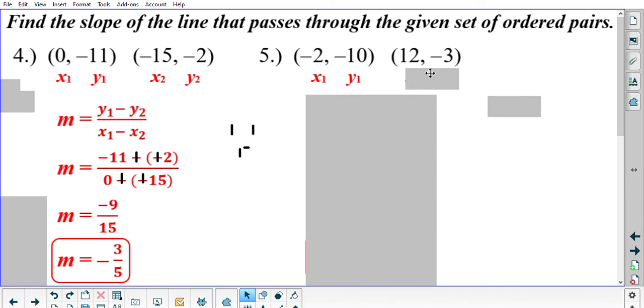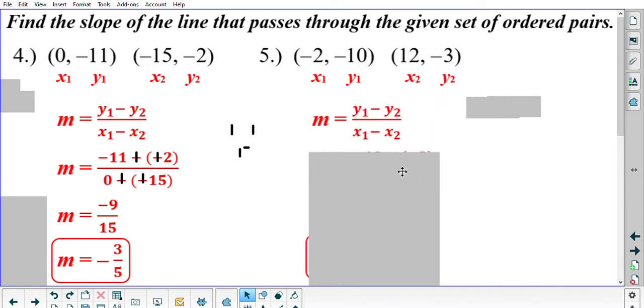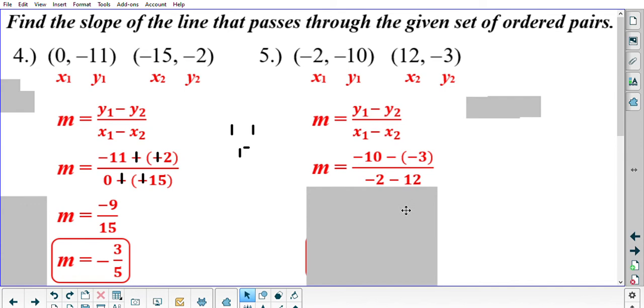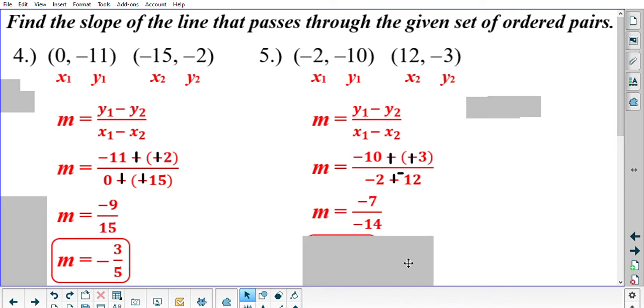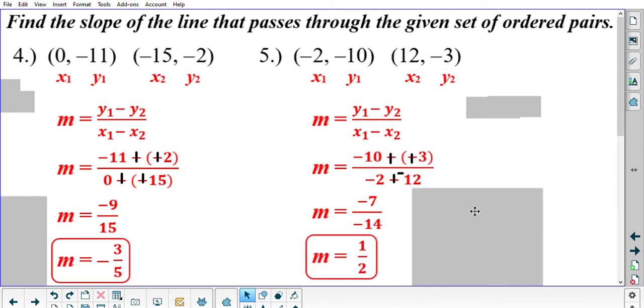Problem number 5. Here's the labeling, here's the formula. Substitute, double check your substitution, make sure it's correct. Again, I would make subtraction adding the opposite whenever negative numbers are involved. So that becomes plus positive 3. This becomes plus negative 12. That gives you negative 7 over negative 14, because when you have a negative plus a negative, you add in your head. A negative divided by a negative, we talked about this earlier in this lesson, gives you a positive final answer, and both 7 and 14 are reducible by 7. So this reduces to 1/2.